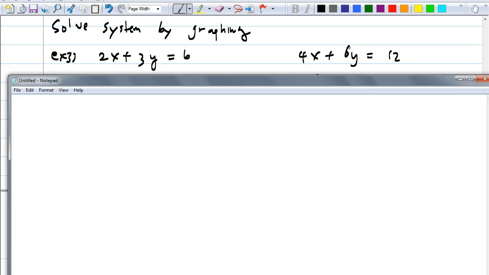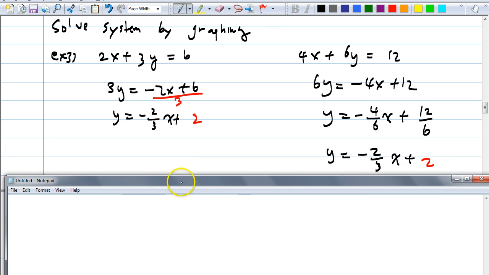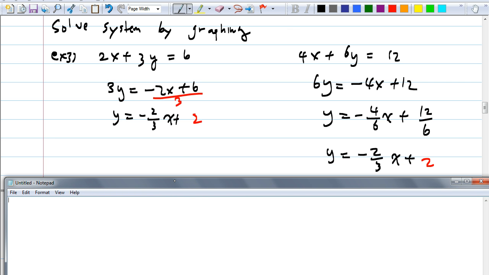Okay, Andrew, what did you do on example 3? You first did what? I changed the first equation into slope-intercept form. Good. And what did you get when you did that? Y equals negative 2/3 of x plus 2. Good. What about the second equation? I did the same thing and I got the same answer. Yeah, good. Don't they come out to be the same line?